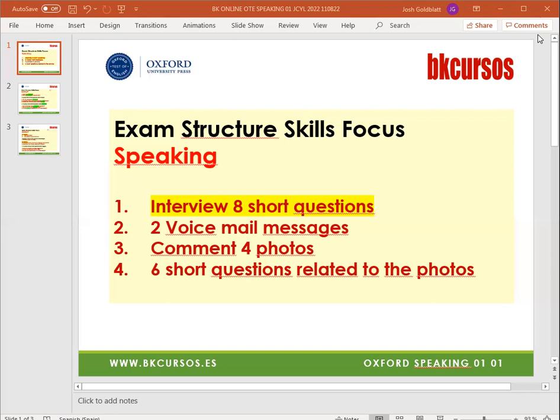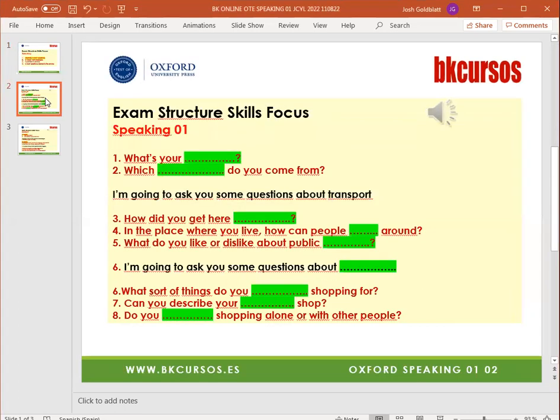So the format is always the same. We're going to look at the questions now. And this is a typical, these are 8 questions, as you can see. Listen to the questions and try to complete the sentence. Try and make a note of the words which are in green. So let's just listen now.